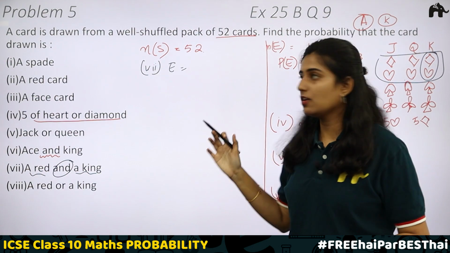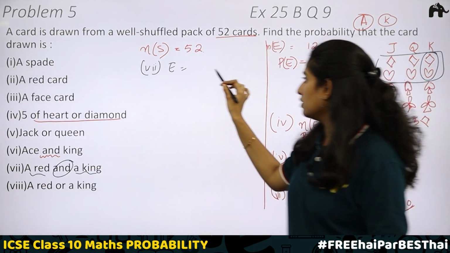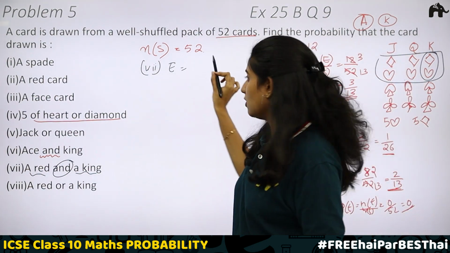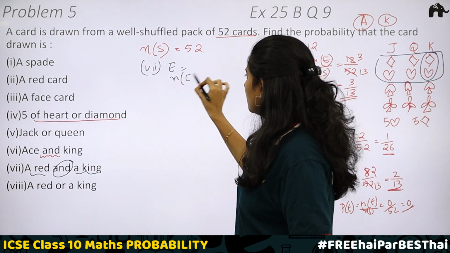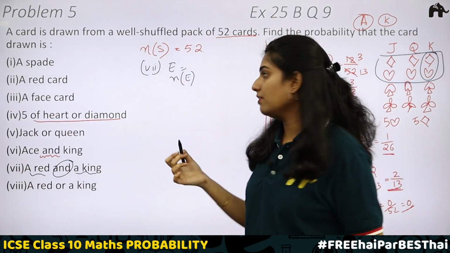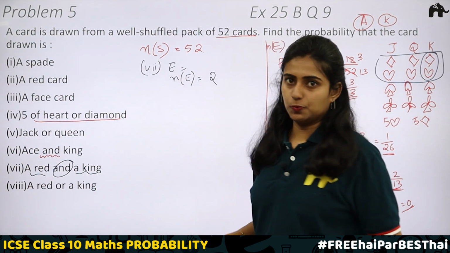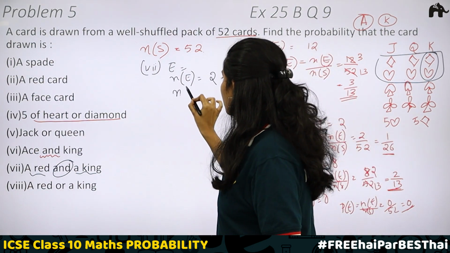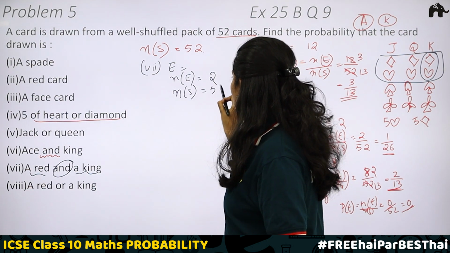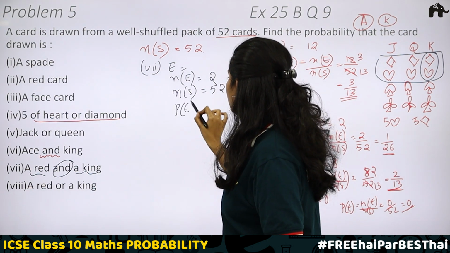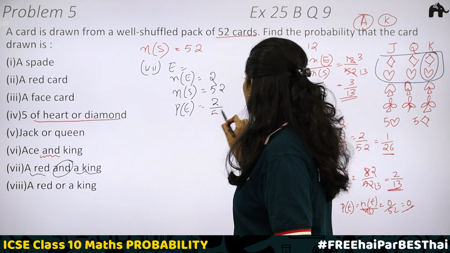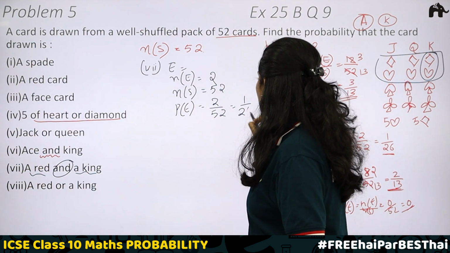King of diamond and king of hearts. Okay. So you will be having king of diamonds and king of hearts. Therefore, the number of outcomes favorable will be equal to 2. Total number of outcomes is 52. Probability of event will be 2 by 52 equal to 1 by 26.